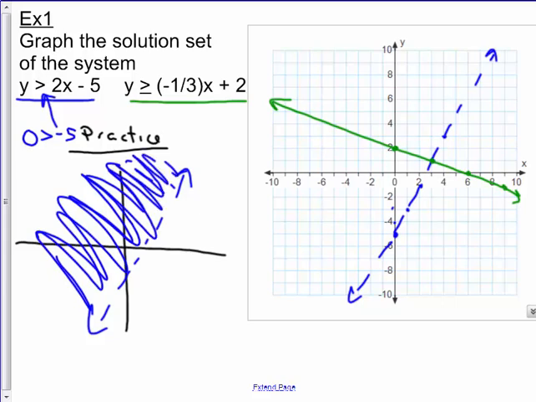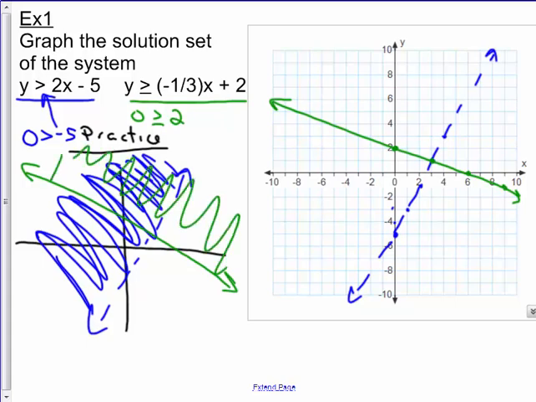So now when I put in my other line, I'm going to do the same thing. I'm going to put in 0, 0. And I get 0 is greater than or equal to 2. Is that true? No, that's not true. So I'm going to shade above that line, where 0, 0 is not.